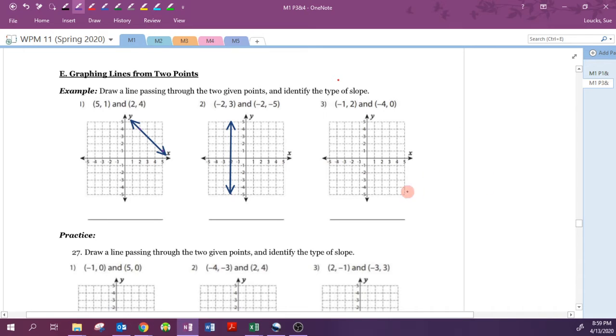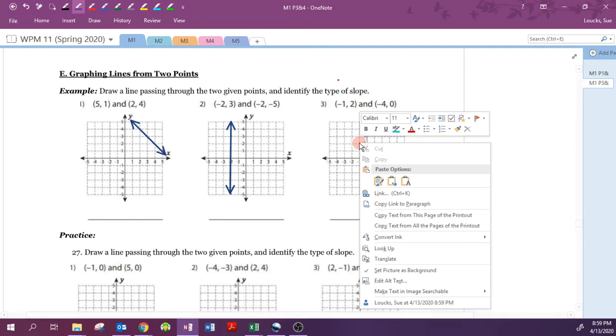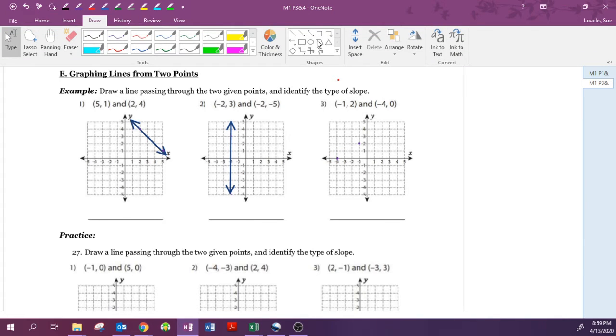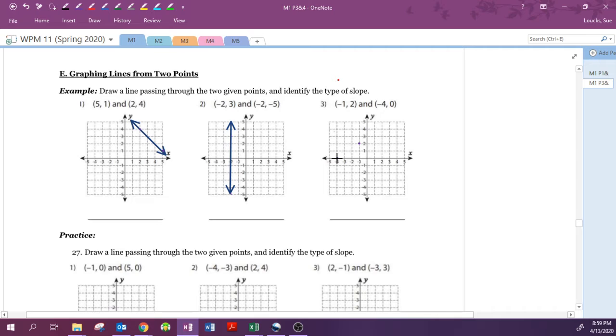And for 3, we're going to go negative 1 and then positive 2. So that's that point right there. And then (-4, 0) is right there. And we'll draw our line. There we go. Oops, I spoke too soon. Okay, there we go. So go and do the practice work and then come on back.